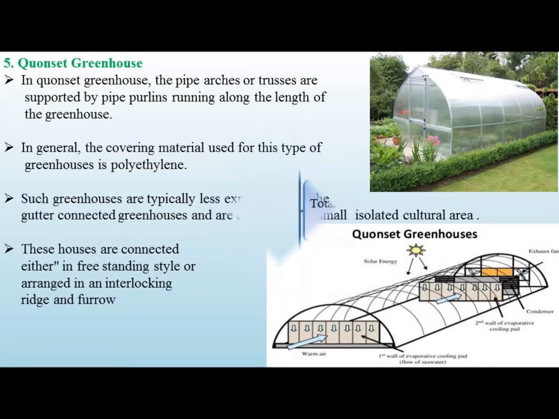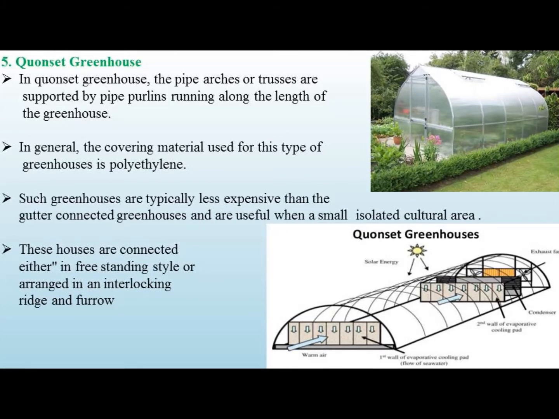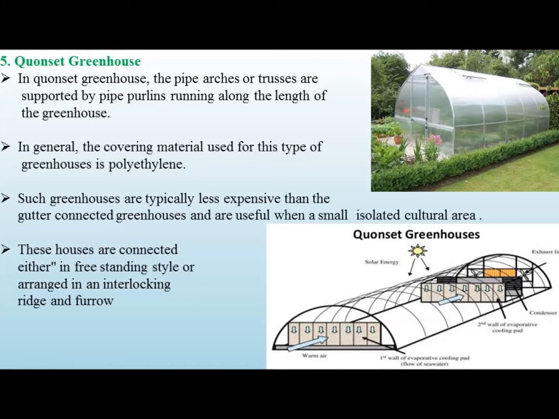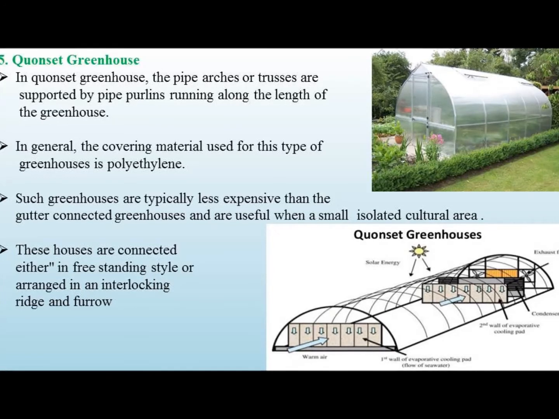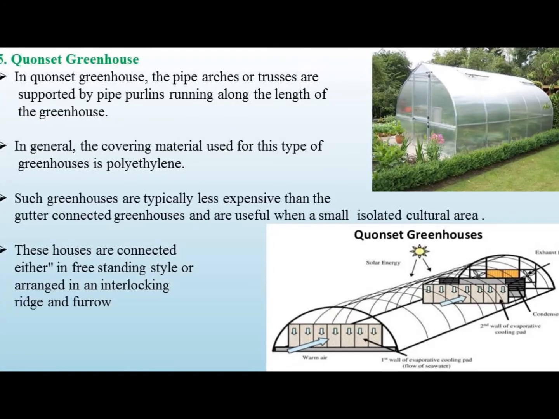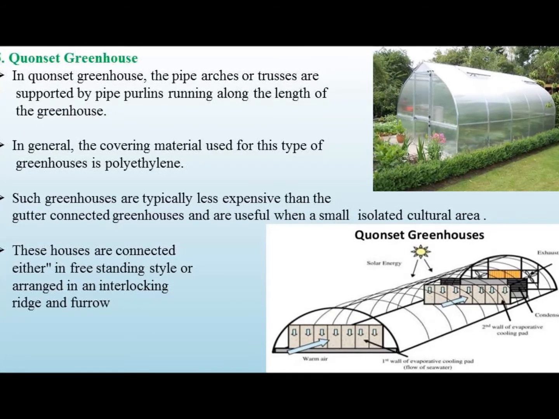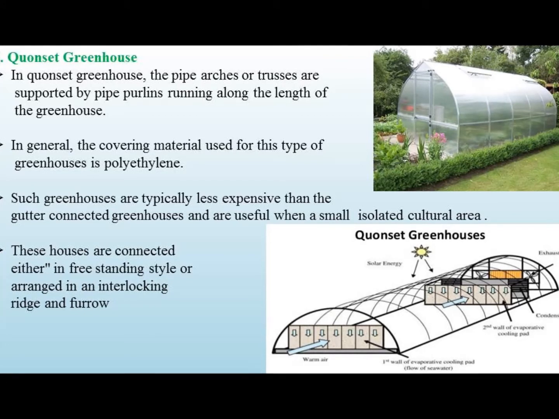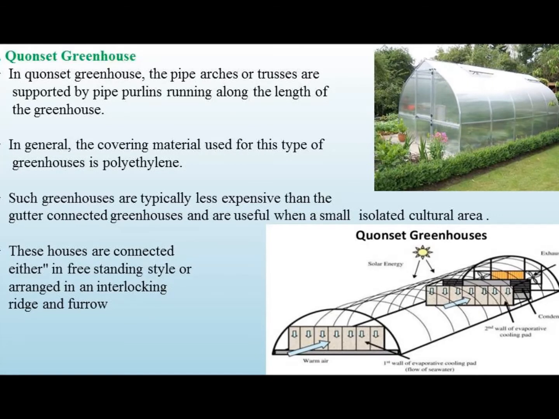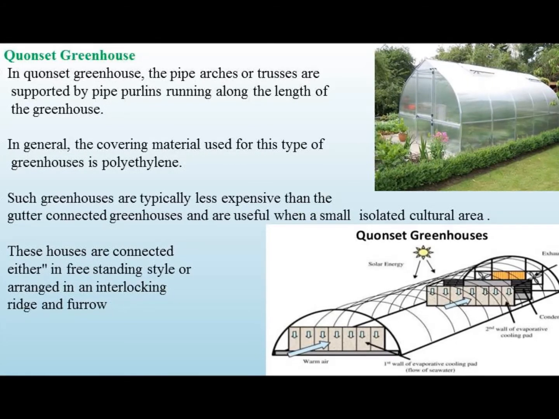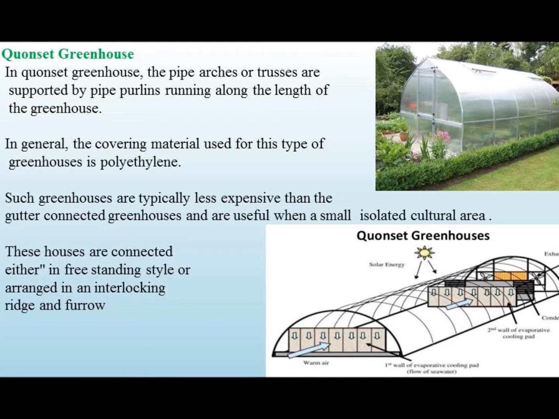Then the last type is the quonset type of greenhouse. A quonset type of greenhouse is dome shaped. This is the greenhouse where the pipe arches or trusses are supported by pipe purlins running along the length of the greenhouse. Generally, in this type of greenhouse, polyethylene is used as the covering material. And such greenhouses are typically less expensive than gutter connected polyhouses or greenhouses.